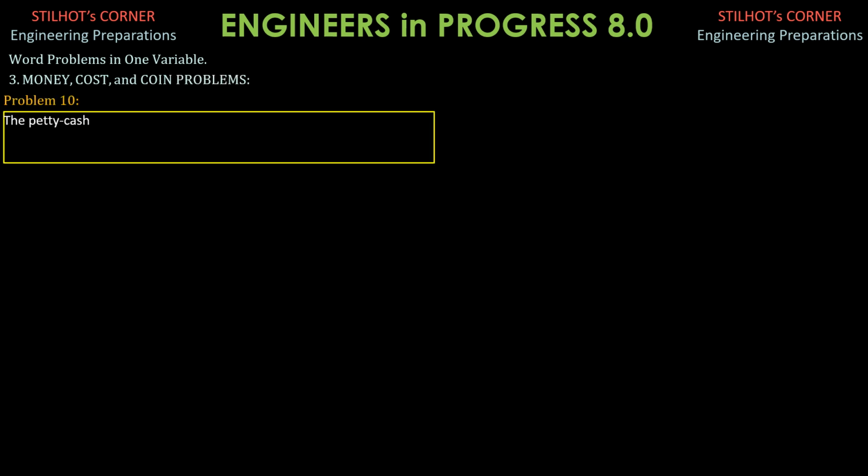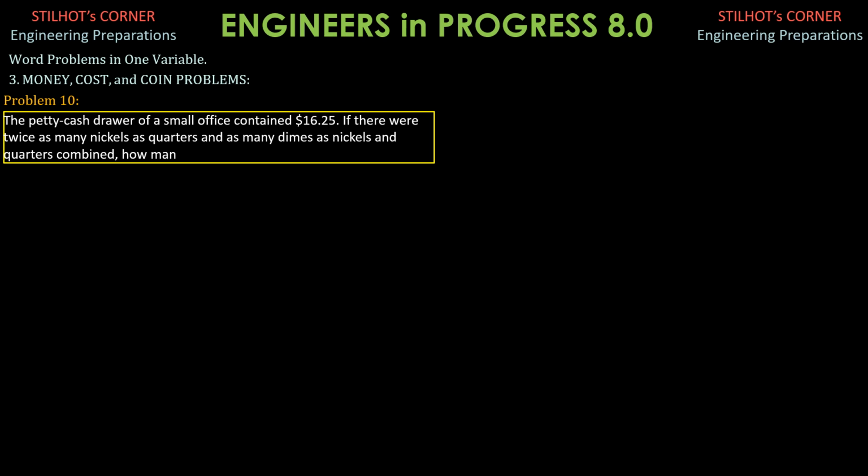Problem 10. The petty cash drawer of a small office contained $16.25. If there were twice as many nickels as quarters and as many dimes as nickels and quarters combined, how many coins were there? So we have to consider this statement. If there were twice as many nickels as quarters, so nickels is equal to 2 times quarters, and as many dimes as nickels and quarters combined means dimes is equal to nickels plus quarters.